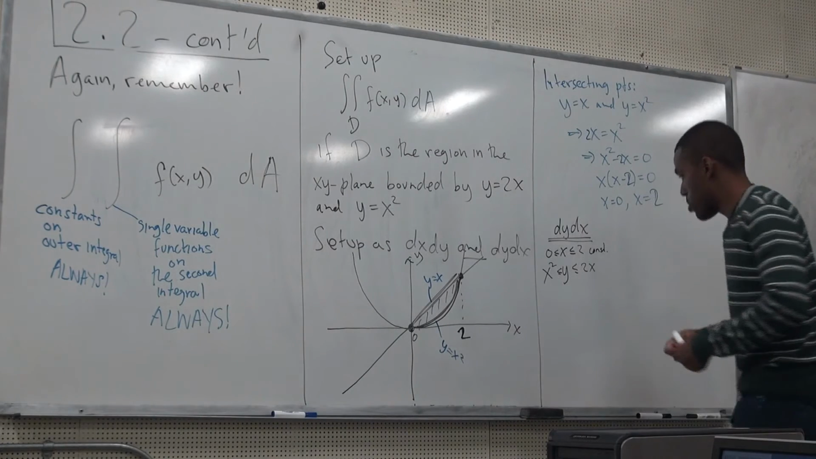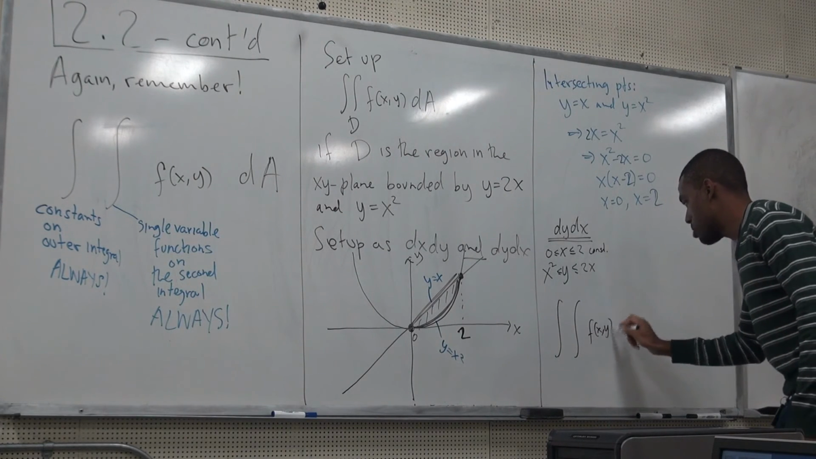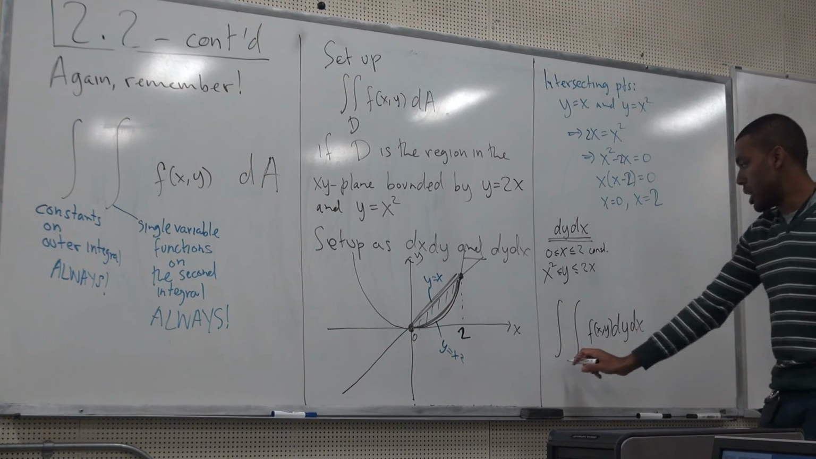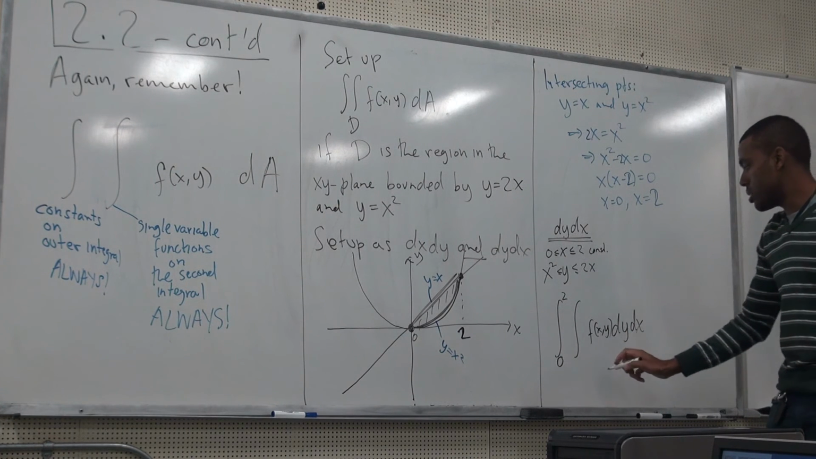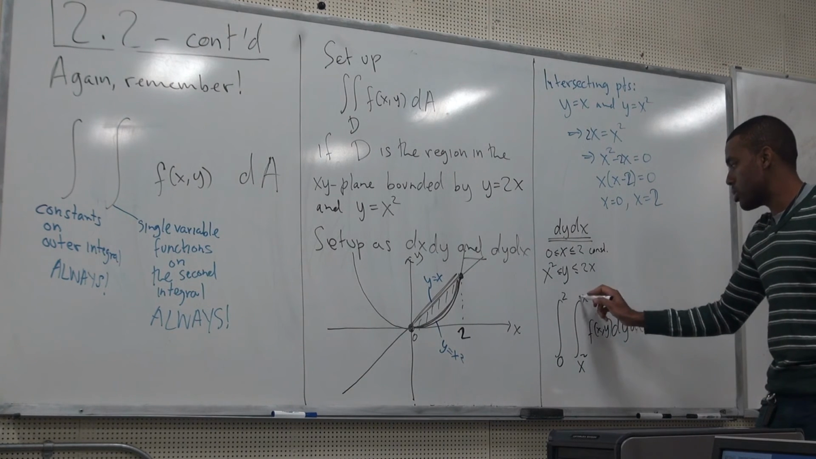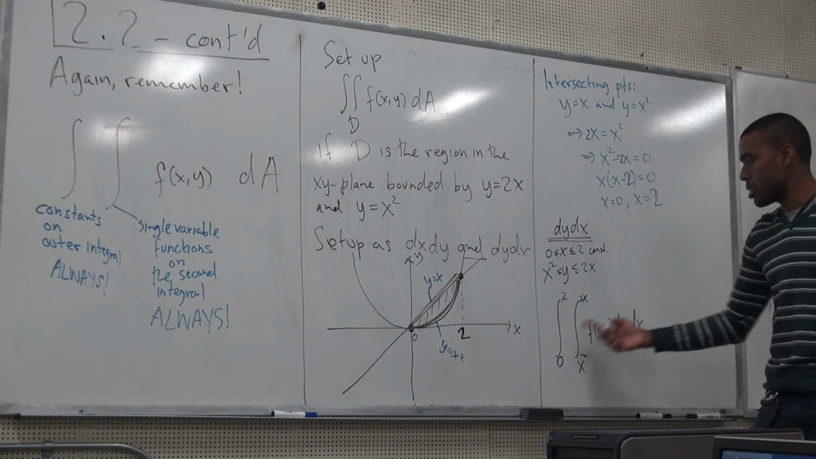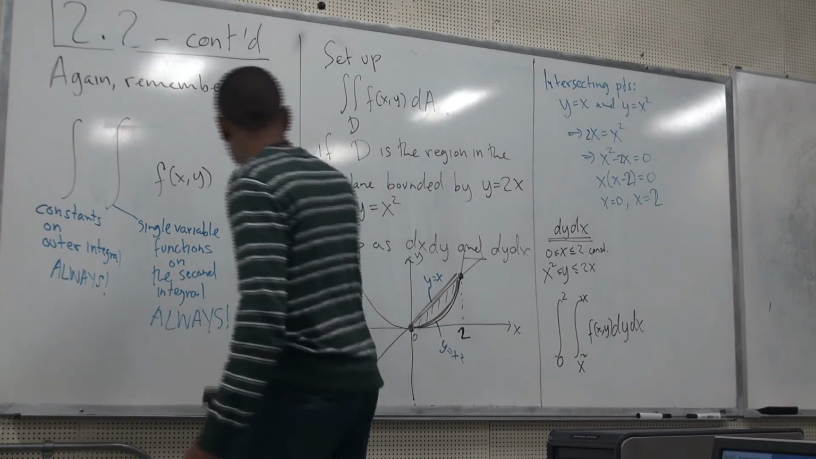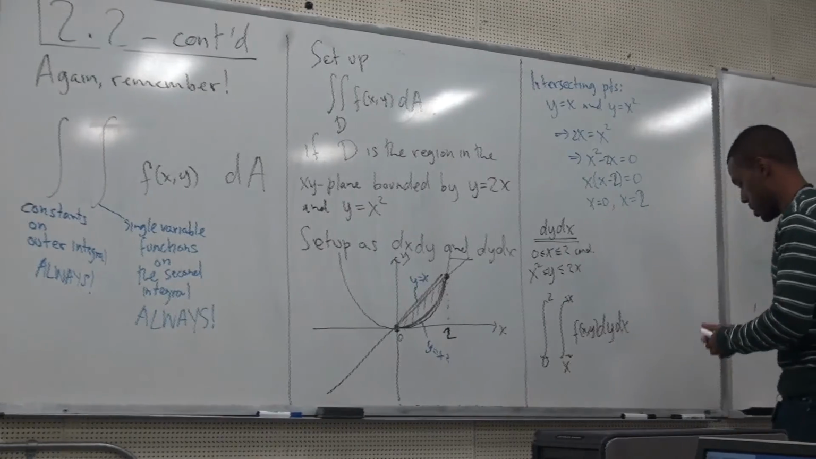Okay, so now if I'm writing this integral out, f of x, y is going to be some random function that you're going to be given. I'm doing this as a dy dx. On the outside goes what? 0 and 2. On the inside, what goes here? X squared up to 2x, right? Left, right, bottom, top, constant, function. Do I have space? Let's do it. I want you to be able to see the picture.